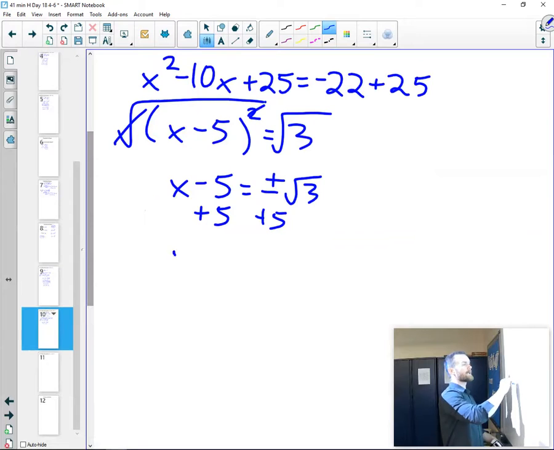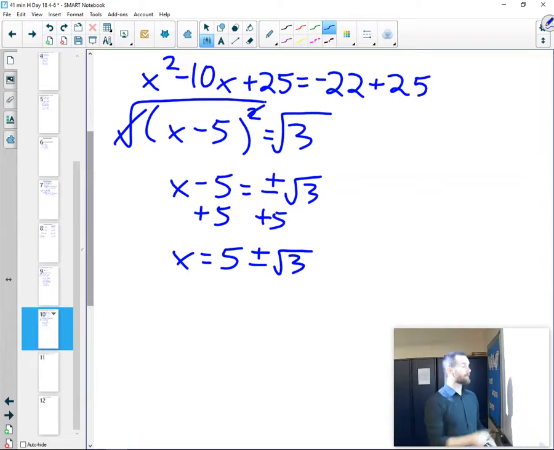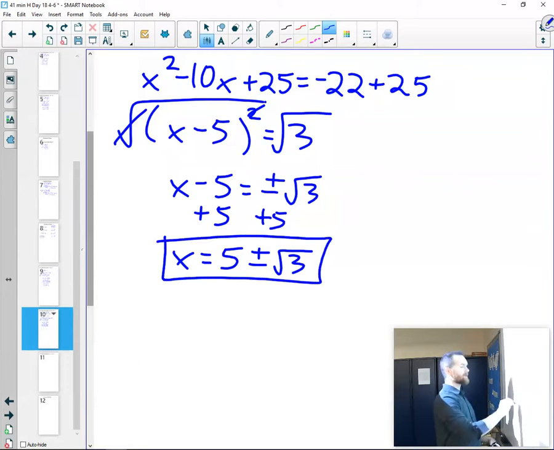Scroll down a little bit. Get x equals 5. That should be a plus. 5 plus or minus the square root of 3. That's our exact answer. Let's get some decimal approximations just to practice that as well.